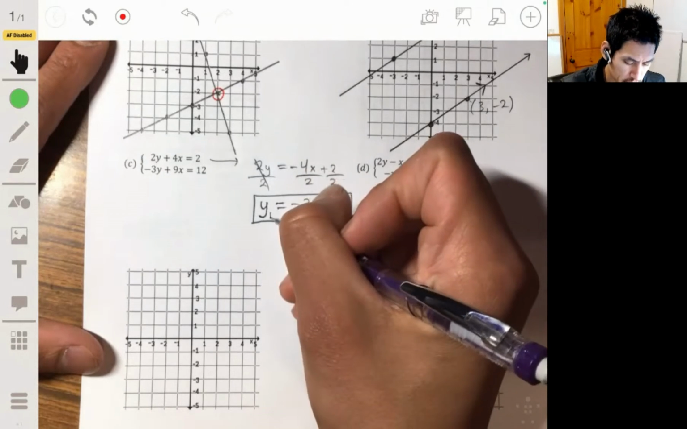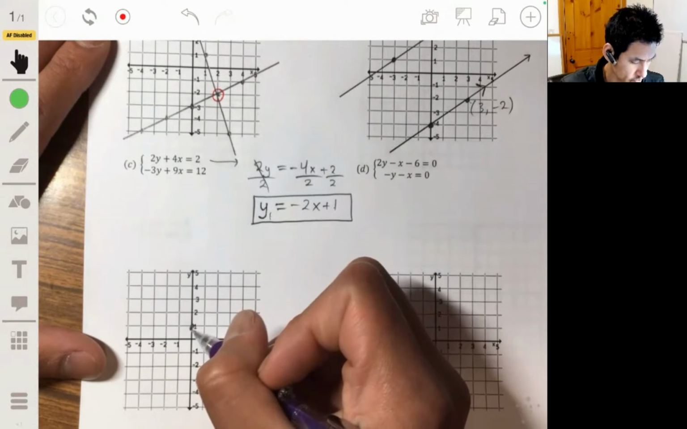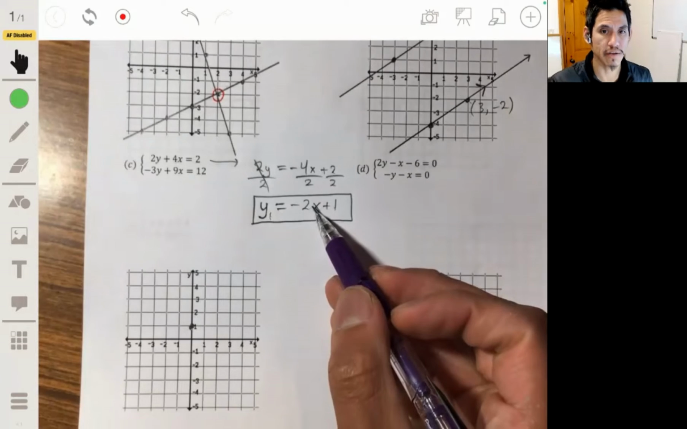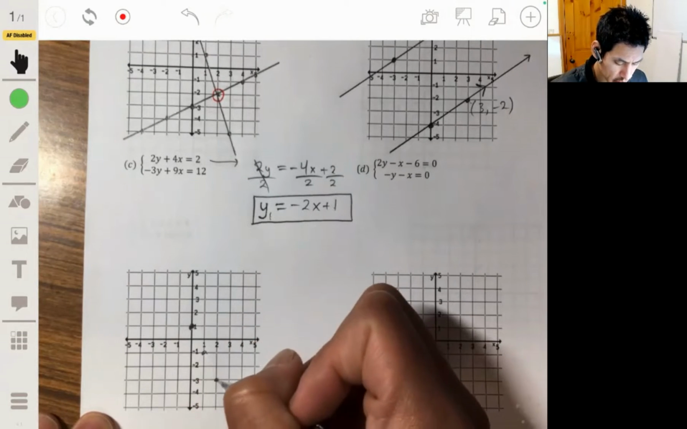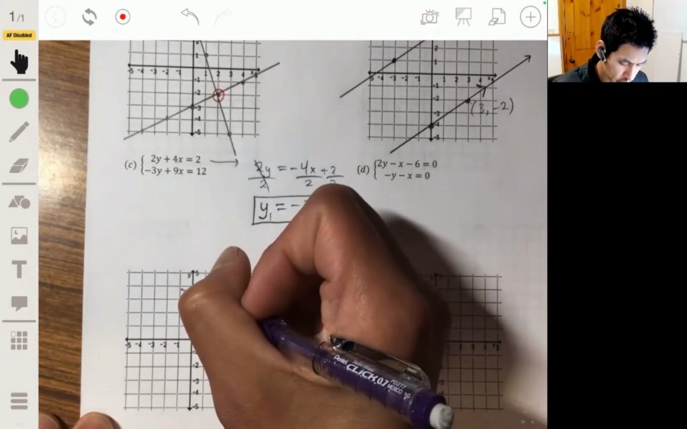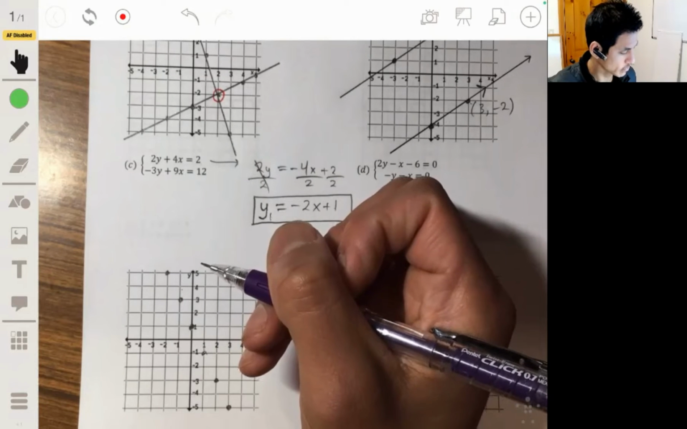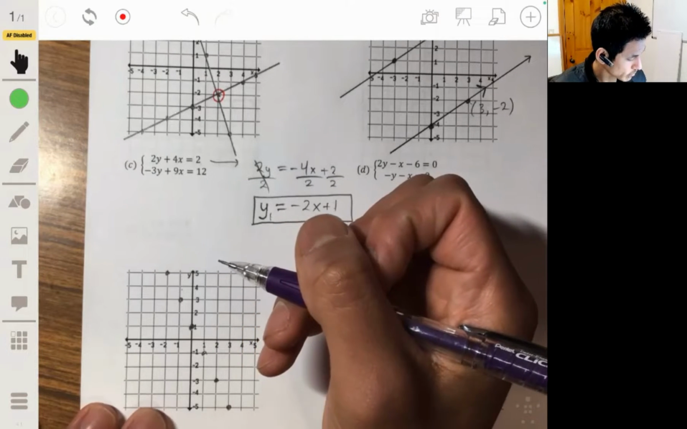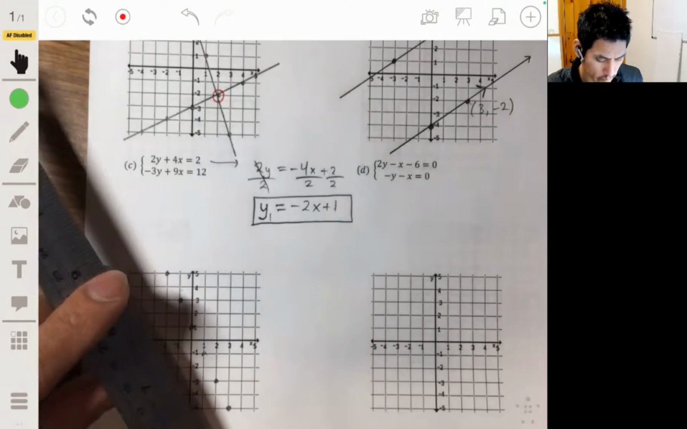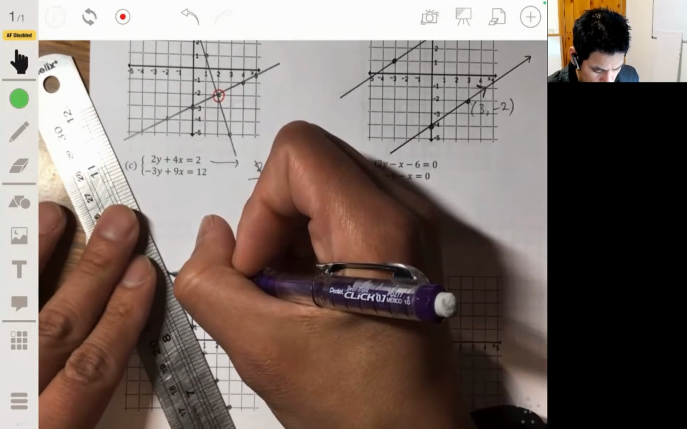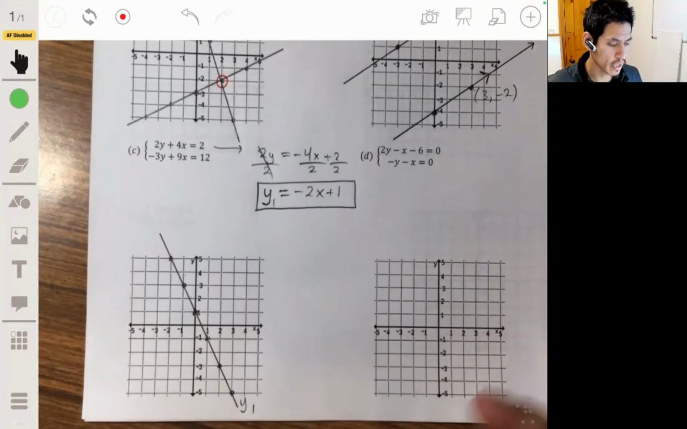I'm going to call this y1 just so we have different names for the lines. Y-intercept is 1. Slope is -2, so I'm going to go down 2 to the right 1. Down 2 to the right 1. That will be y1.